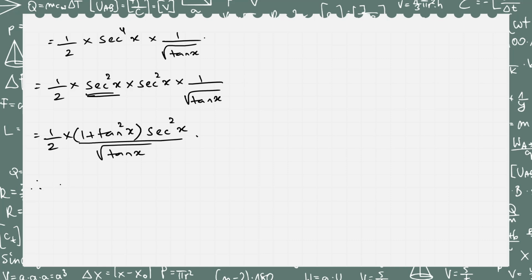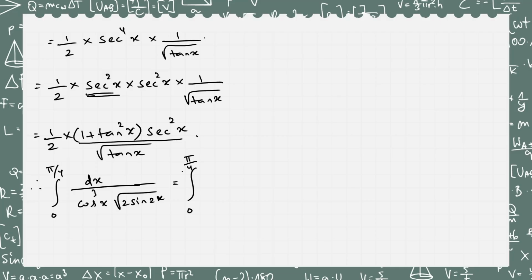Now we can take the integration together. The integral from 0 to pi by 4 of dx divided by cos cube x into root of 2 sin 2x was the given integral. So now we can write our last step that we have found. That 1 by 2 can be taken out. The rest of the things we can write inside the integral: 1 plus tan square x into secant square x divided by root of tan x dx.